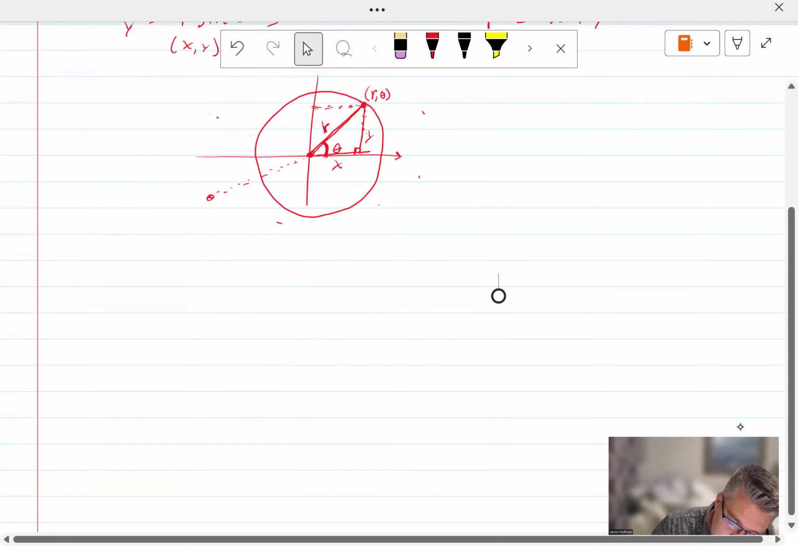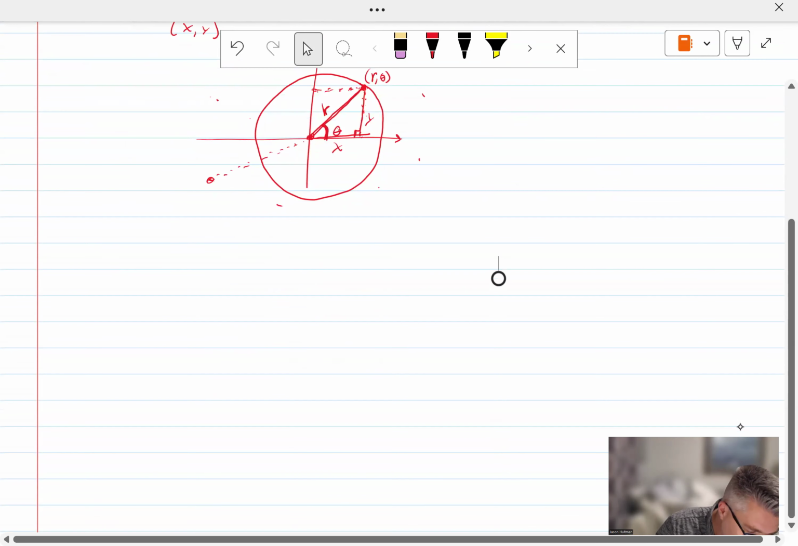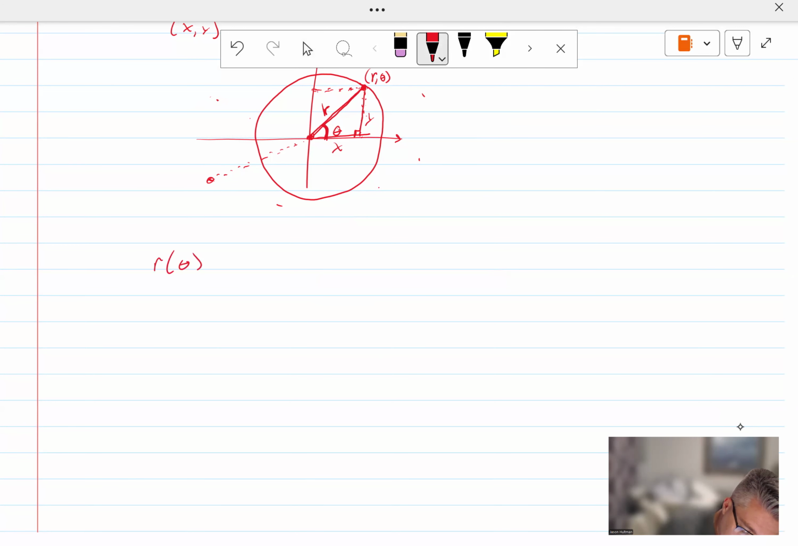Okay, using just r related to theta, we'll say r as a function of theta gives us polar equations for a curve. r of theta gives us a polar equation of a curve.